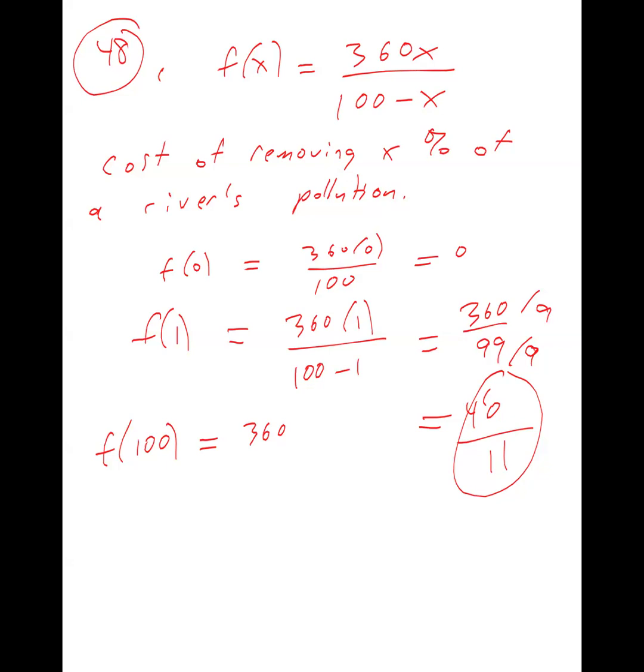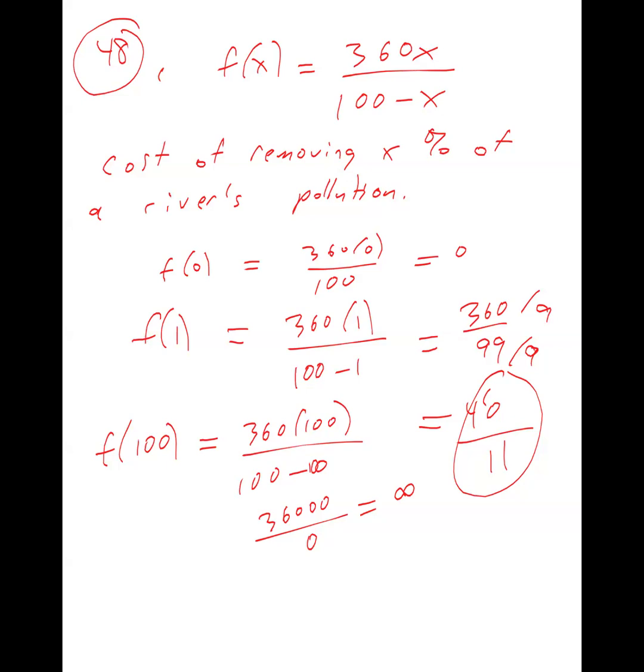So f of 100 would be 360 times 100 divided by 100 minus 100. What's 100 minus 100? 0. So you'd have 36,000 divided by 0. Now, technically, that's undefined, but in this case, since you're working with positive numbers, you could say it equals infinity. Although really it's undefined, but mentally we can imagine that undefined in this case means infinity. So the price would go up to infinity to get rid of all the pollution.